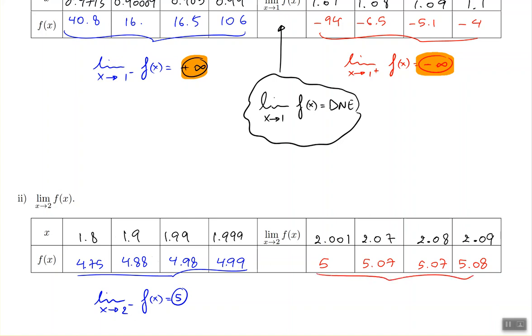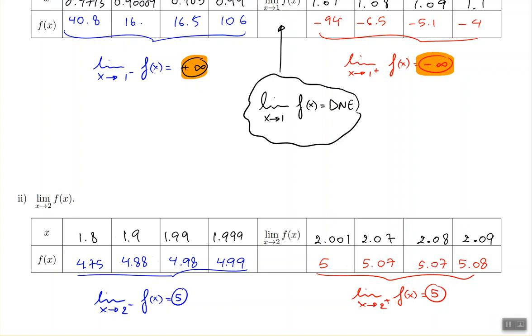Same thing as well on the other side. If you pick any number that's slightly more than 2, and how do we say that? We write 2 plus and plug it in to the function f of x. Your answer turns out to be also something close to 5. All these red numbers are very, very close to 5.